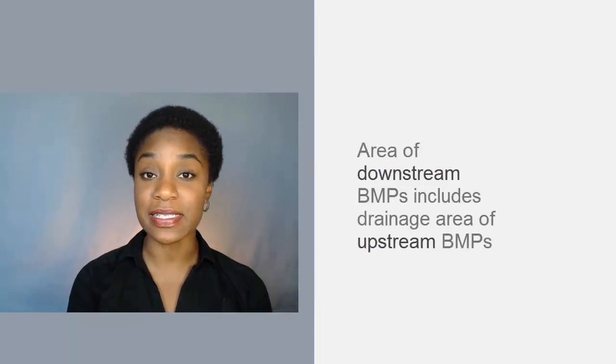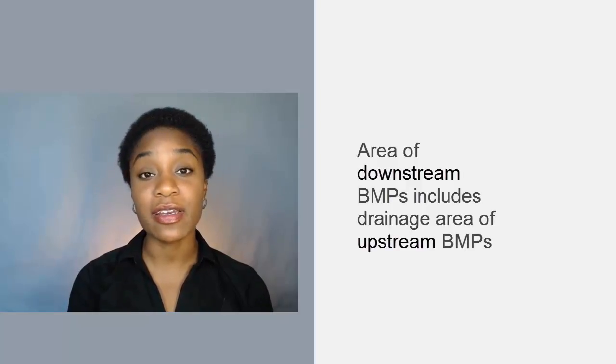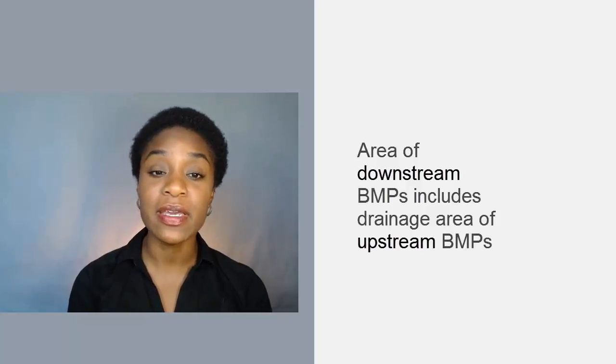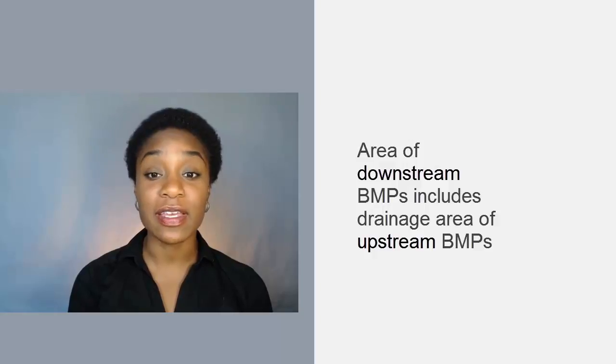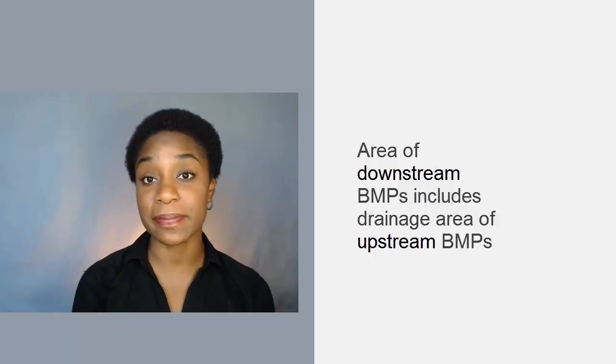After you've defined the project area and determined where any structural BMPs will be located, you'll need to delineate the full drainage area of each BMP, as well as any area that is uniquely associated with each BMP. That is, if your site plan includes multiple BMPs in series, the drainage area of the most downstream BMP will include the area of the upstream BMPs and may include additional area that drains directly to the downstream BMP.